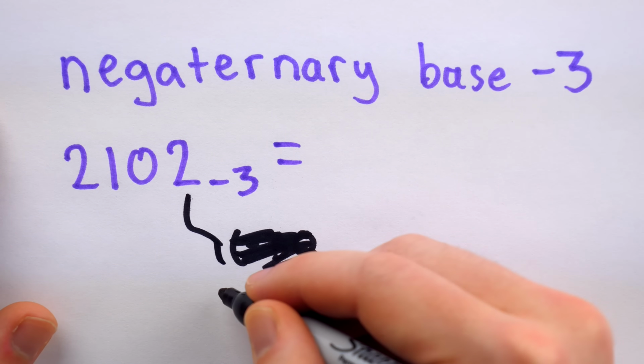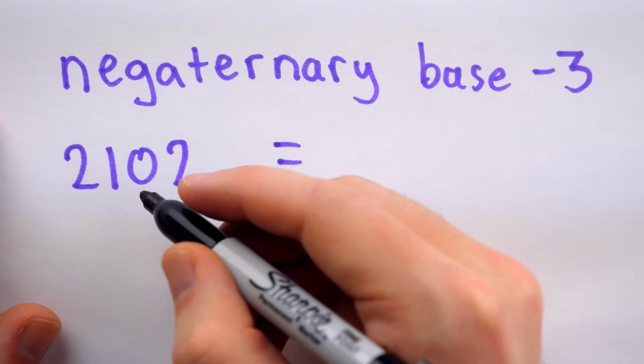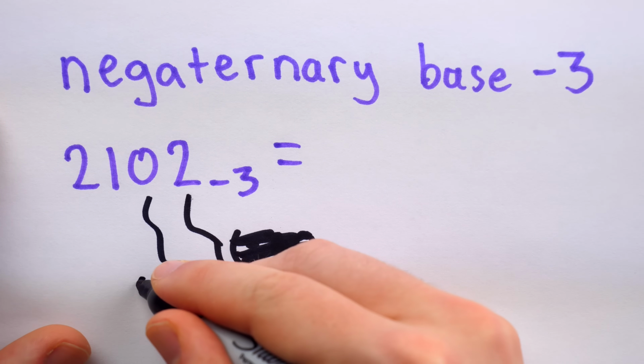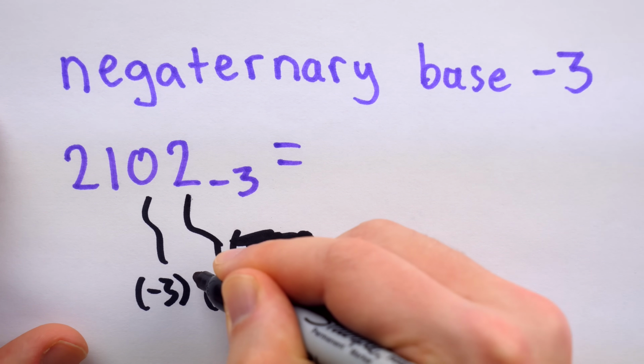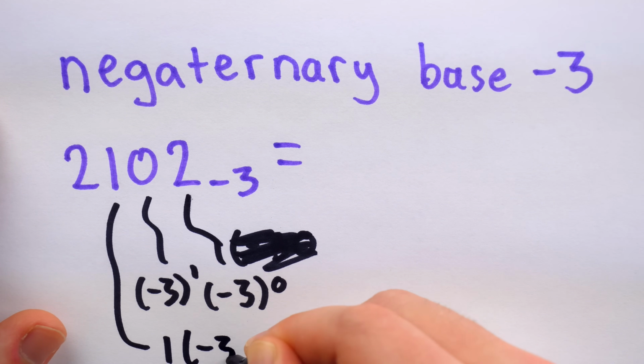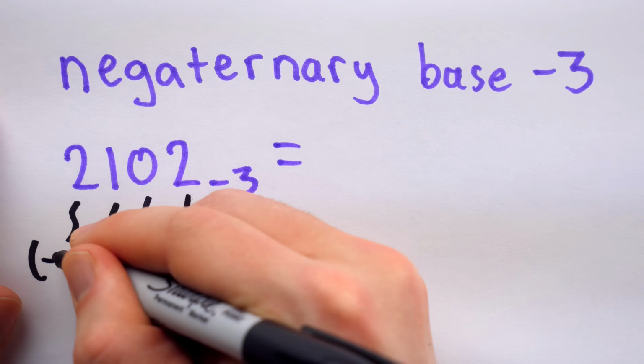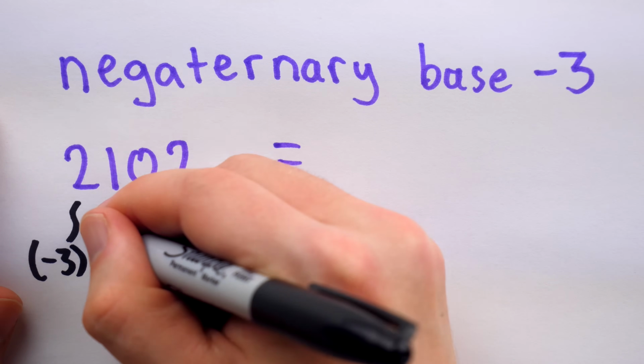Well, this first 2 is representing 2 copies of negative 3 to the power of 0. This 0 is representing 0 copies of negative 3 to the power of 1. This 1 is representing 1 copy of negative 3 to the power of 2. And this 2 is representing 2 copies of negative 3 to the power of 3.